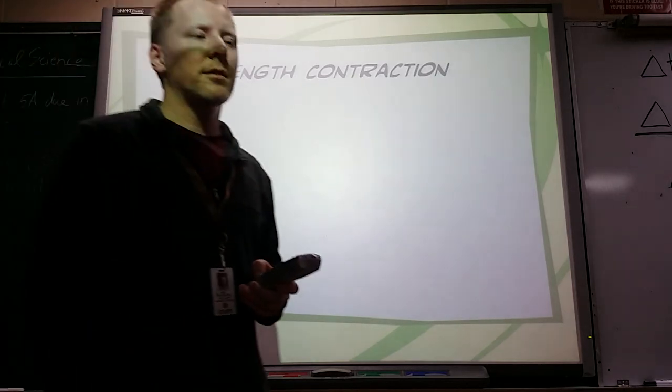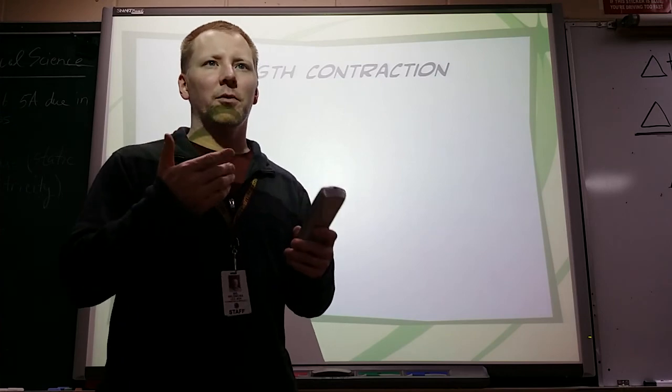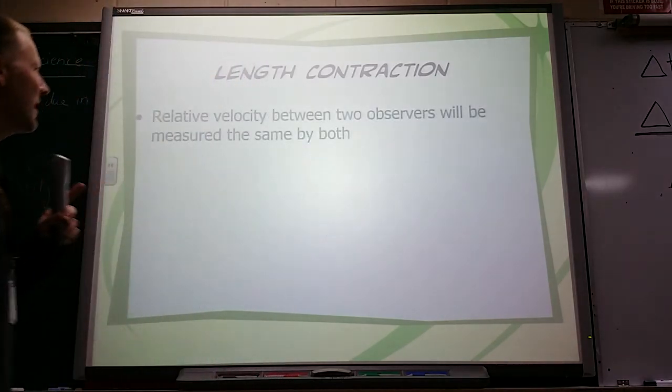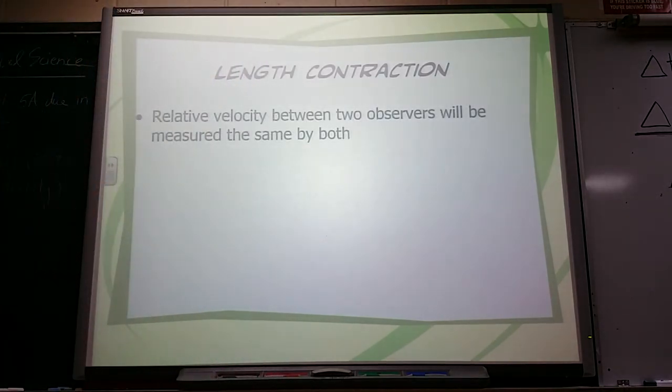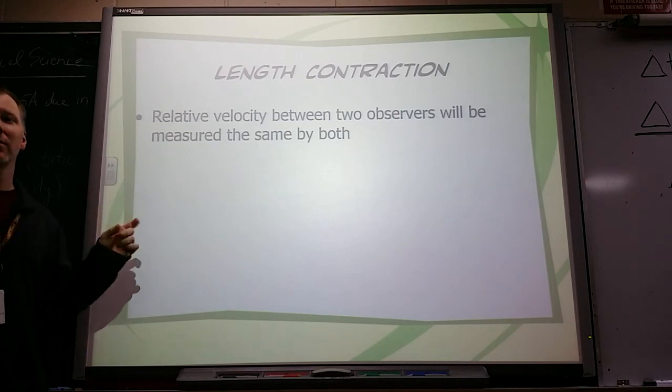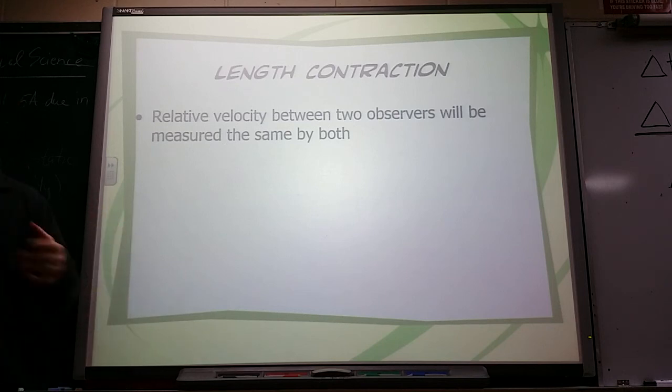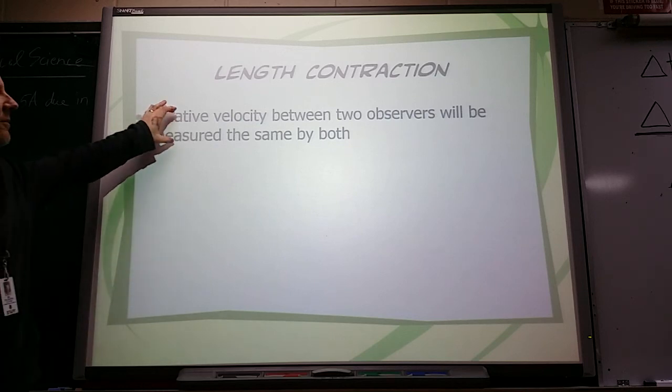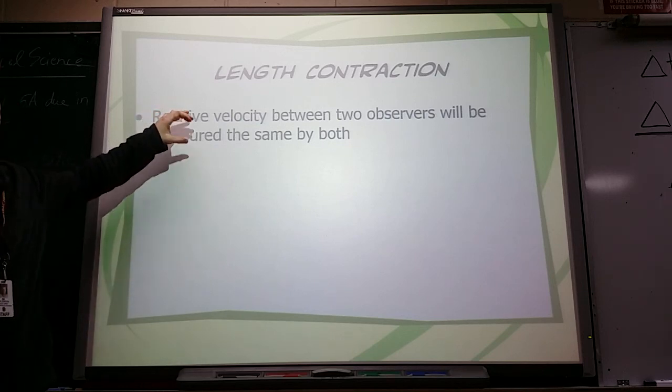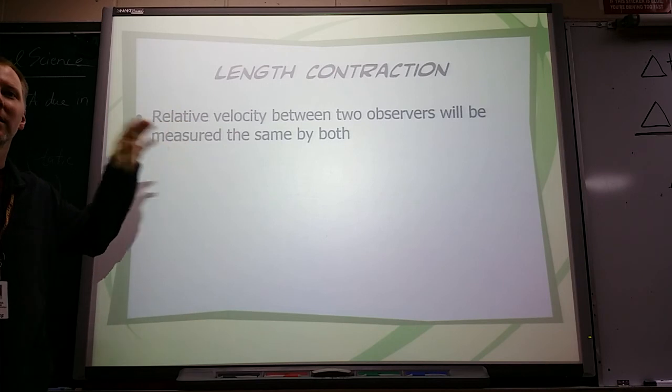Here, there are certain things we can say when two things are moving relative to one another. One is that the relative velocity between the two observers is measured the same by both. There's no proper person. There's nothing that we can say is still in the universe. So we can't say one thing is actually moving and the other is not, only that they are moving relative to one another. And because of that, both of those observers are going to measure their relative speed between them the same.